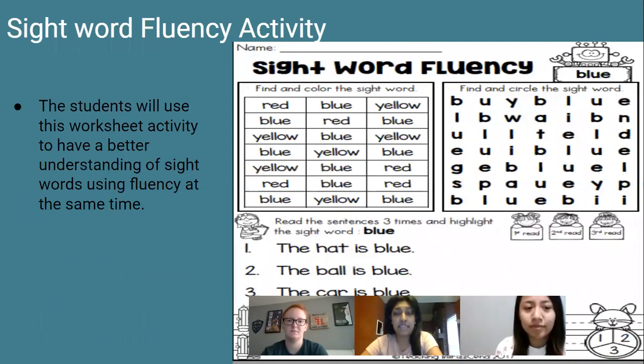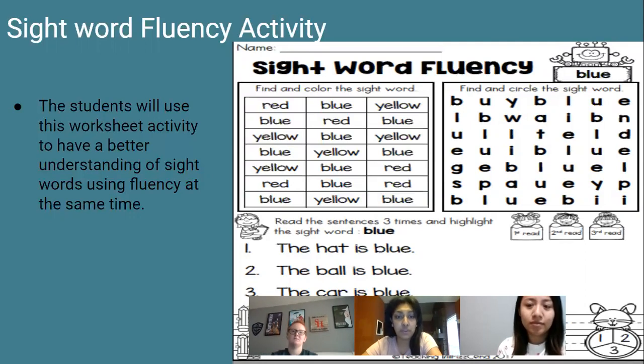And then this is an example that you can always use in your classroom. The students will use this worksheet activity to have a better understanding of sight words using fluency at the same time. So this worksheet, the sight word fluency will be the word blue. In the sentences, it says the hat is blue, the ball is blue, the car is blue, and you will color the sight word. So on this worksheet, the sight word is blue.